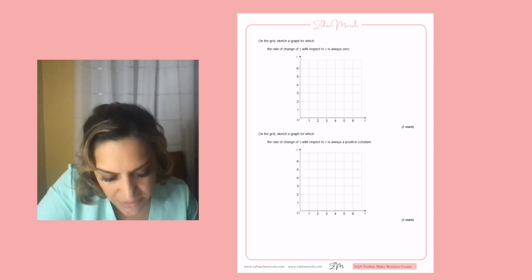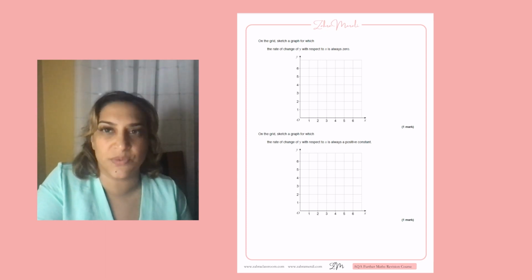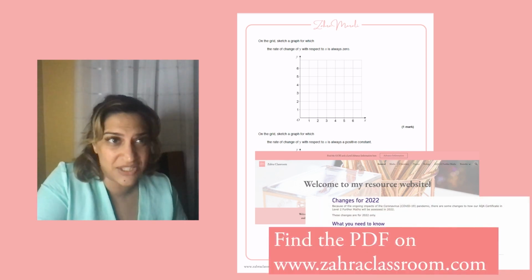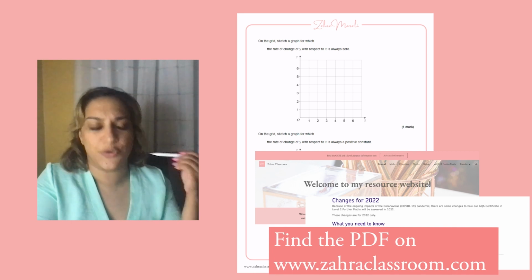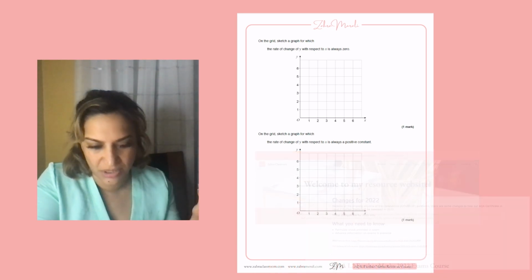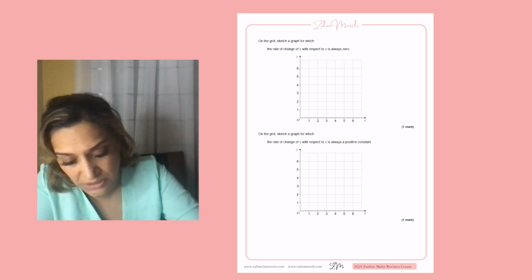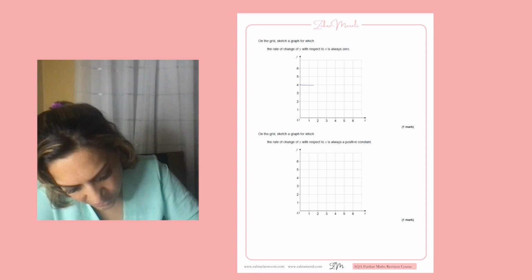So we've got a grid, we've got to sketch a graph where the rate of change of y with respect to x is always 0. So essentially, when is a gradient 0? Now that's going to happen when you just get a horizontal straight line. So as you change the x coordinate, the y coordinate doesn't change. So we end up with a horizontal straight line.